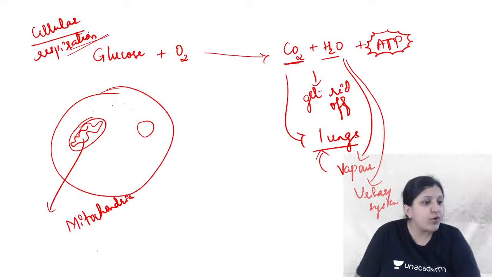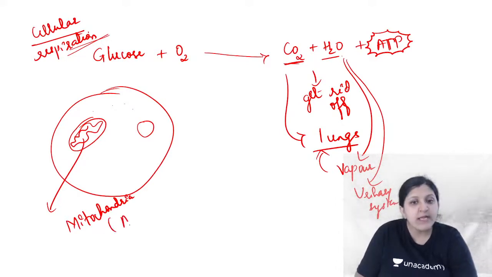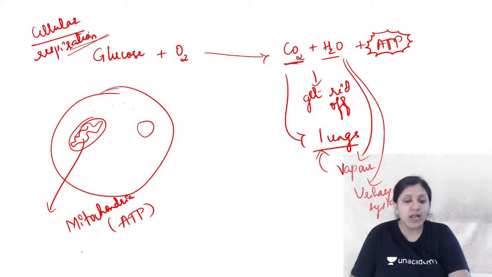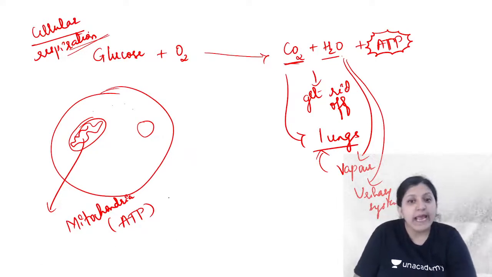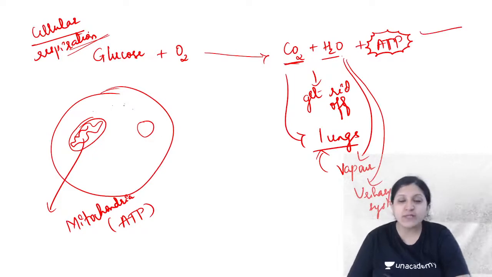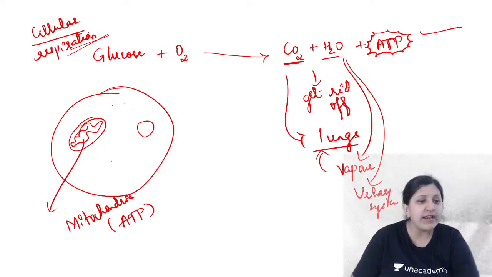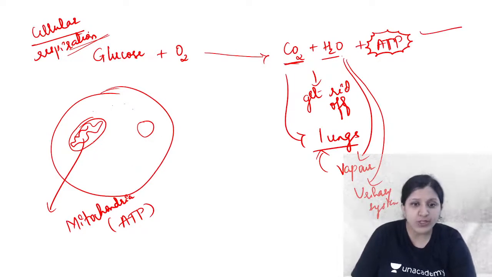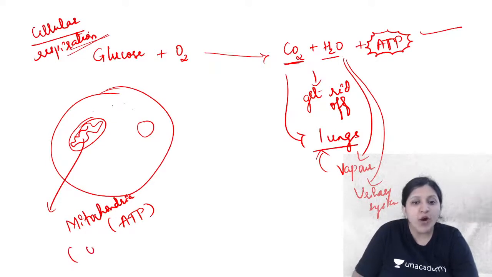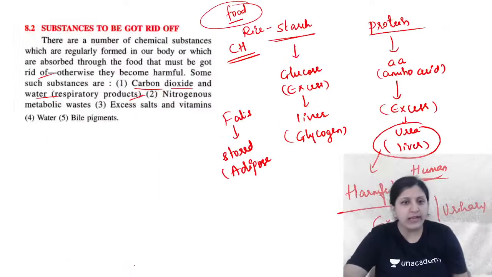That is why we call the mitochondria the powerhouse of the cell, right? That is because ATP is generated in the mitochondria. So how is it happening? Because cellular respiration occurs here and ATP synthesis occurs in the mitochondria. All right, is this clear?